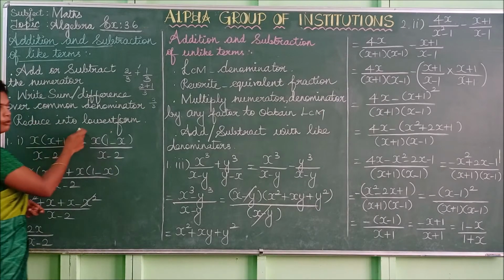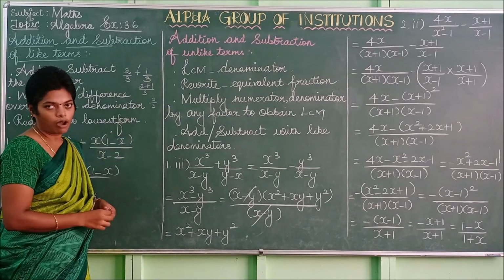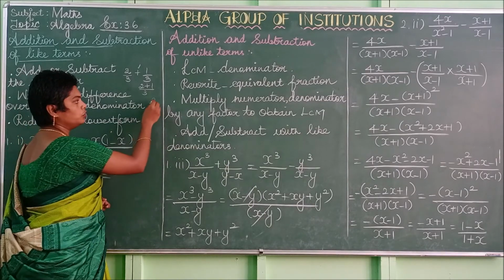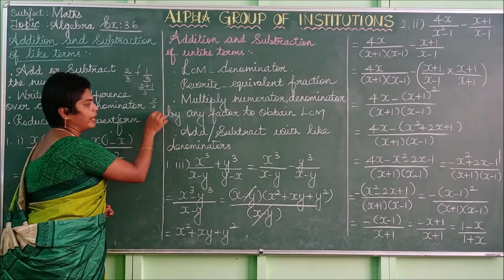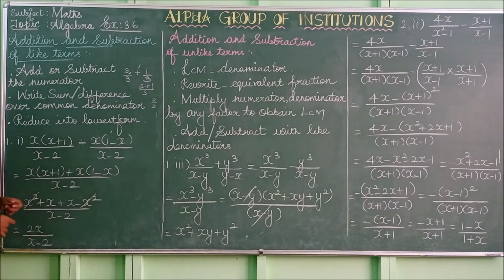Then reduce to the lowest form. Reduce means if there is anything common, you have to cancel the values. So 3 and 3 come in the 3 table, and your answer will be 1. So this is for addition.